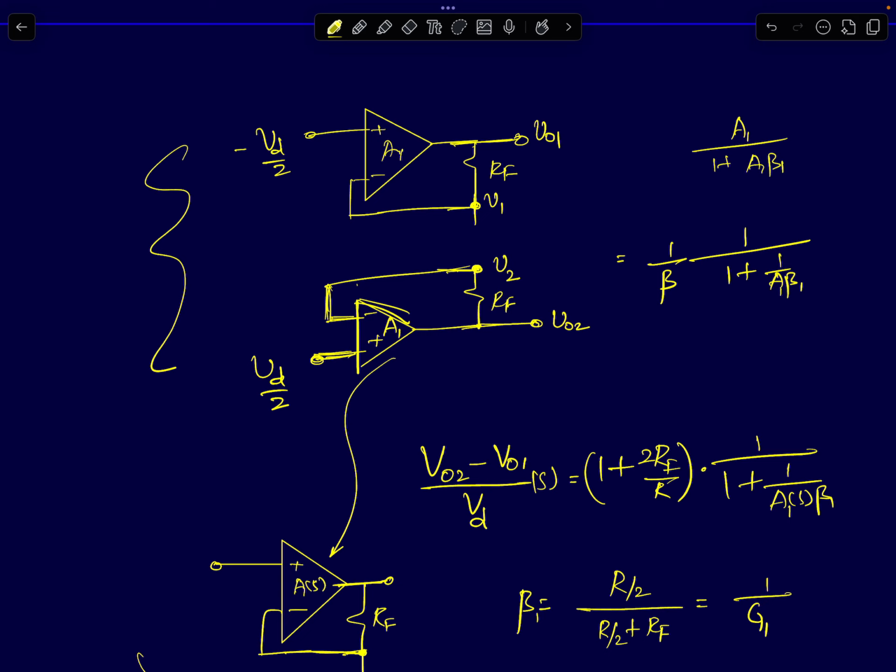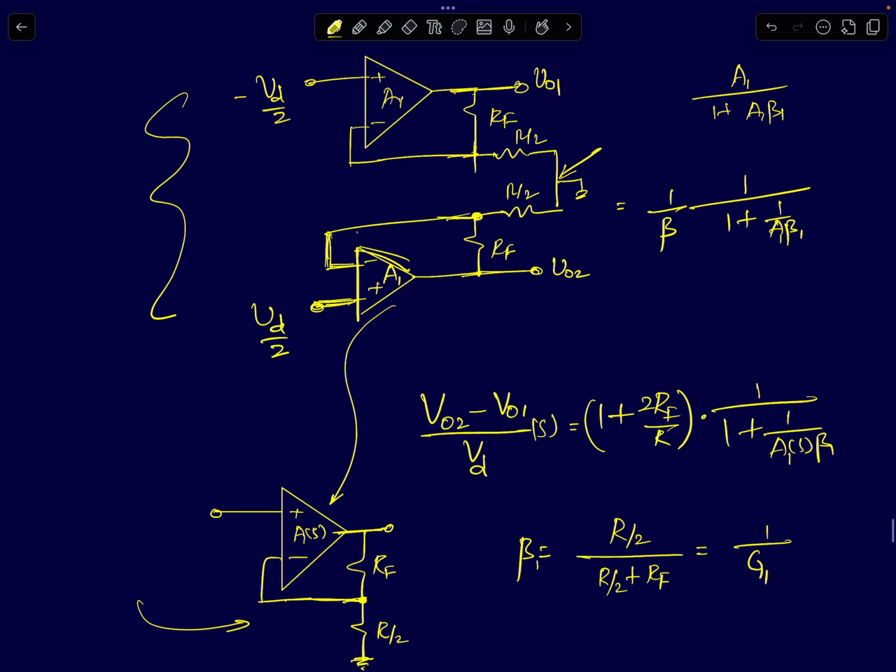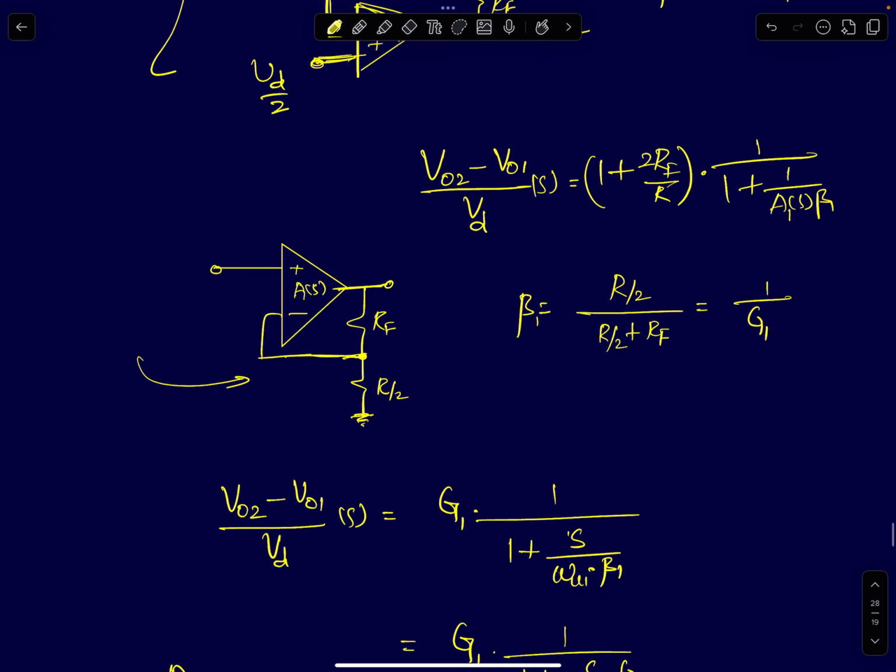I've already explained it before. So this resistor can be written as R by 2 in series with R by 2. This node will be a differential AC ground. So I can just analyze one half of the circuit and find the transfer function. Thus, the transfer function of the differential half circuit can be treated as the transfer function of the overall differential amplifier. Now this becomes a non-inverting amplifier.